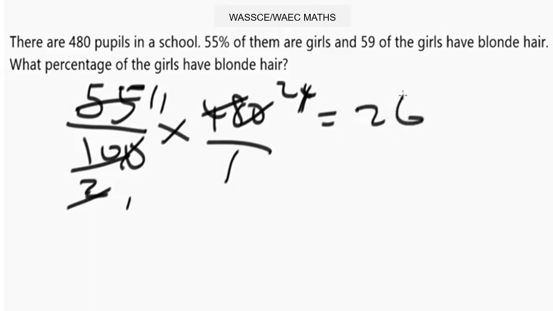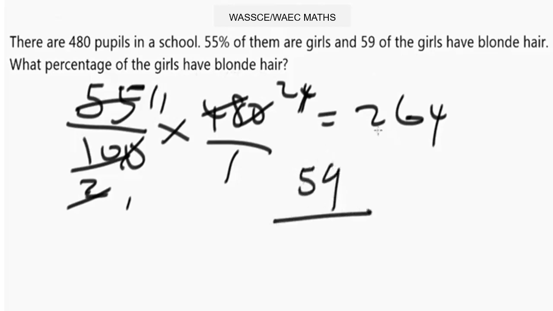264. So out of 480 pupils in that school, we have 264 girls. That means the rest will be boys. Since the number of girls is now 264, let's go ahead and find the percentage of the girls that have blonde hair. To begin with, since we have the girls' population to be 264, and the question says 59 of these girls have blonde hair, to get the percentage of the girls that have blonde hair, it's going to be very simple.